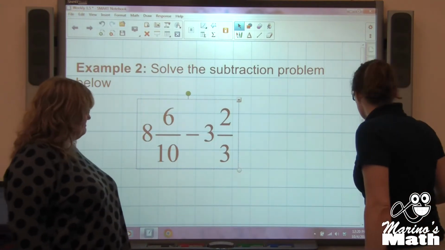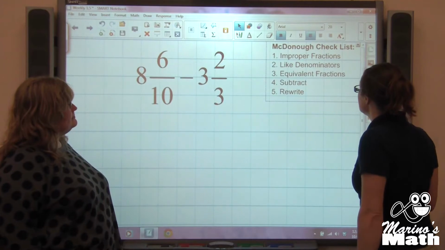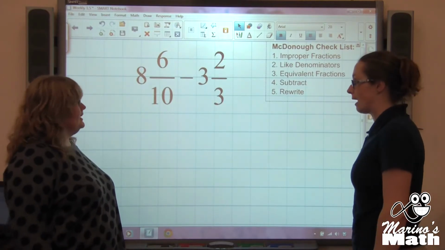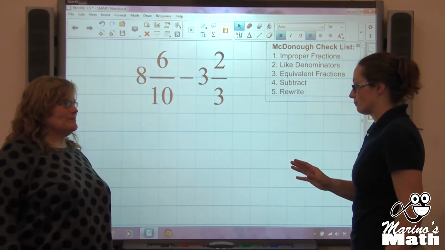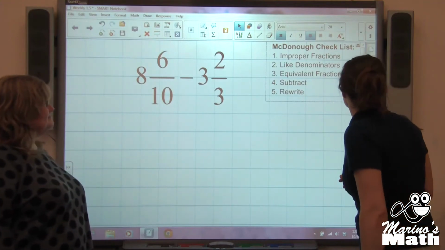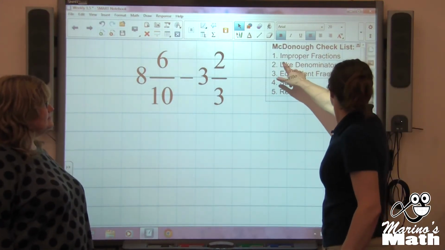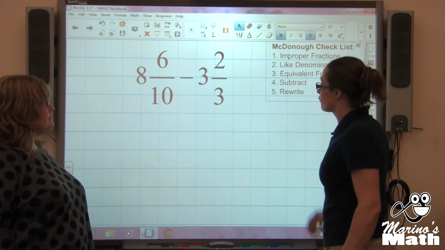Okay, so I wrote down your lovely checklist, and I'm gonna try to follow it, and you guide me along the way. Will do. Because sometimes I might get stuck. So step 1 says, write it as an improper fraction.